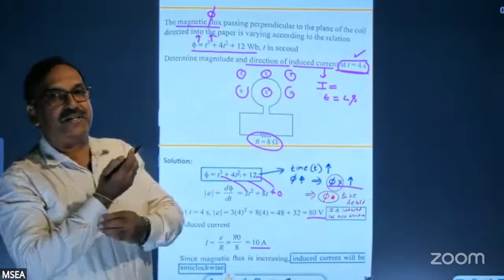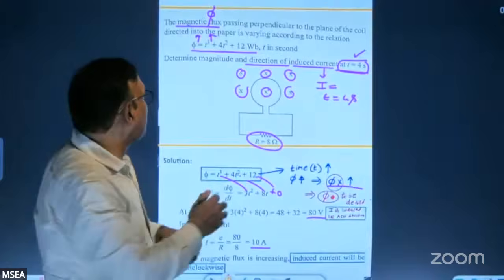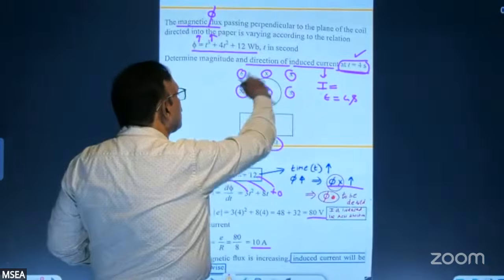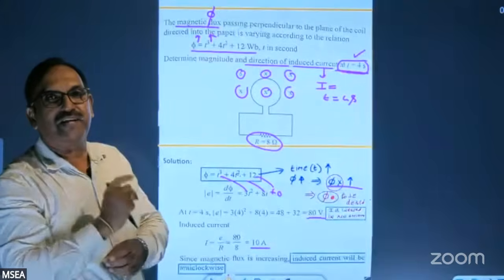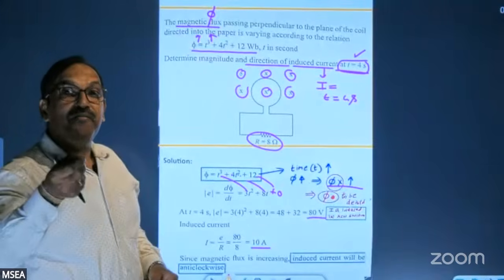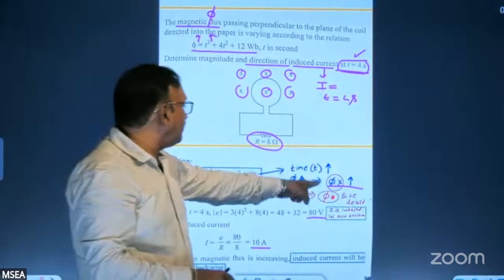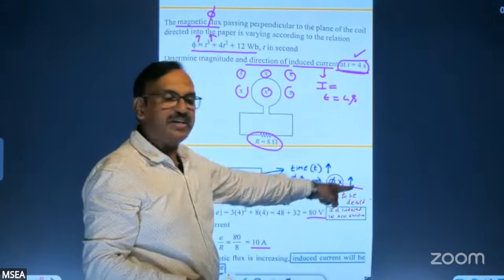What about the direction? Is the current in this loop flowing clockwise or anti-clockwise? We are revisiting the point where we stopped intentionally.